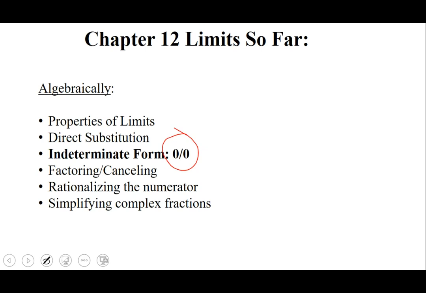If you wind up with 0 over 0, you're going to employ one of these 3 strategies I taught you last time by either factoring and canceling common factors. Don't forget all your factoring methods: difference of squares, difference of cubes, grouping, AC method. Rationalizing the numerator, which remember was a little bit different than rationalizing the denominator, although you're still going to multiply top and bottom by the conjugate. And last but not least, simplifying complex fractions.